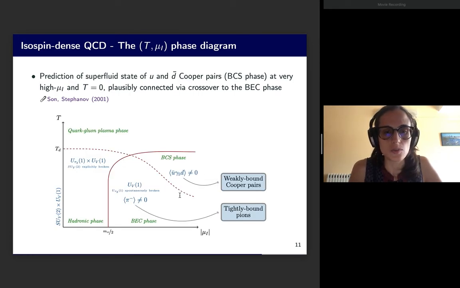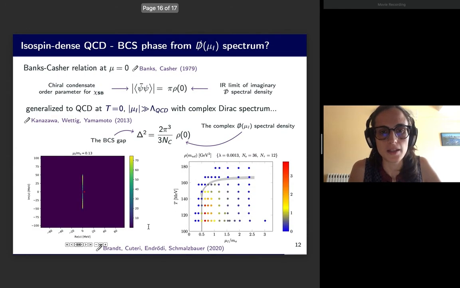So what happens? You make this conjecture in the form of a sketch and you say, okay, on one hand I have tightly bound pions and on the other hand I have weakly bound Cooper pairs, same quantum numbers, same breaking patterns, then there is a crossover.